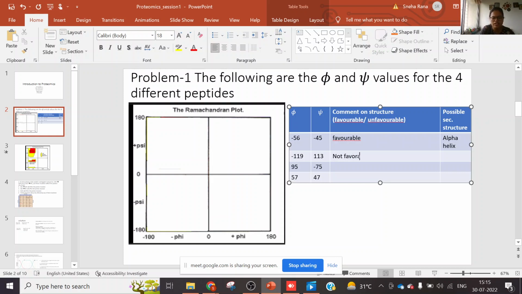And what is the reason for your thinking? So it falls in the lower right quadrant. This one you are telling? Yes. So that area is not acceptable, I think, according to Ramachandran rules.